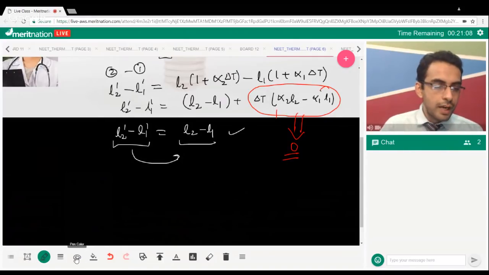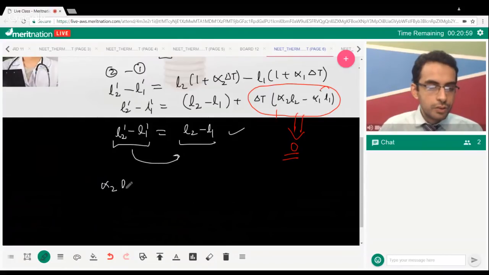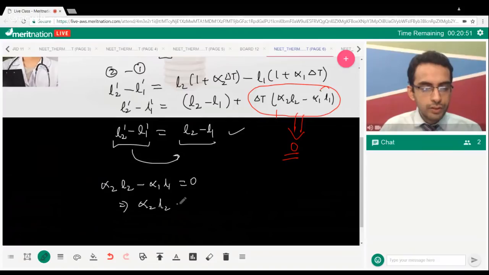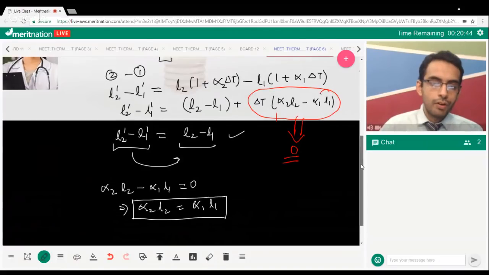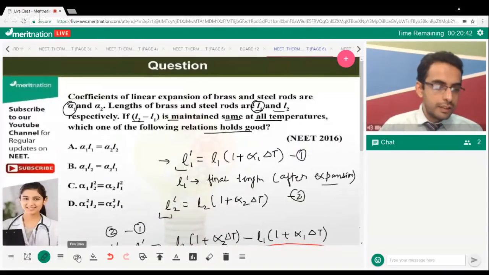So from here I can say that delta T is not 0. So we can say alpha 2 L2 minus alpha 1 L1 is equal to 0. So from here I can write that alpha 2 L2 is equal to alpha 1 L1. This is the final answer that we are getting. So the correct answer is A.